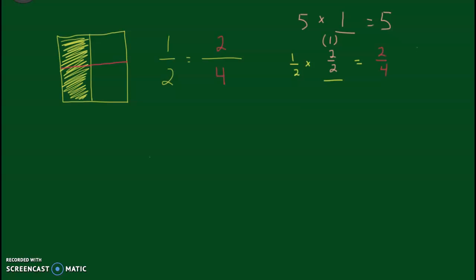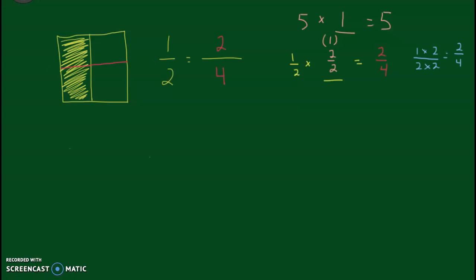So we could picture this in our head as 1 times 2 equals 2 over 2 times 2 equals 4. 1 times 2 is 2. 2 times 2 is 4. That gives us 2/4.